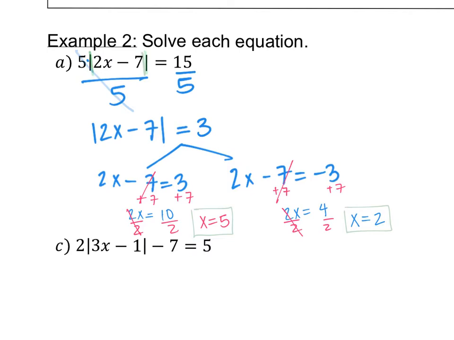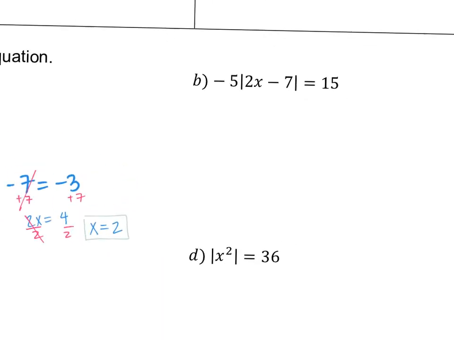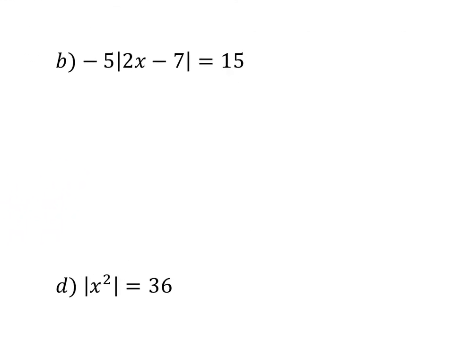All right, let's try another one here. So let's take a look at B. So here's B. And again, this looks like the same problem. Only this time it looks like there's a negative 5 here, but same thing like before, you have to get the absolute value function by itself. So that negative 5 needs to go. So we're going to try to divide it off since it's multiplying.